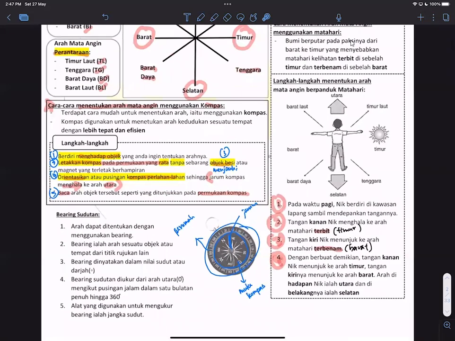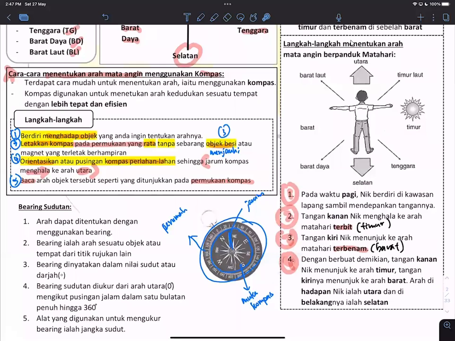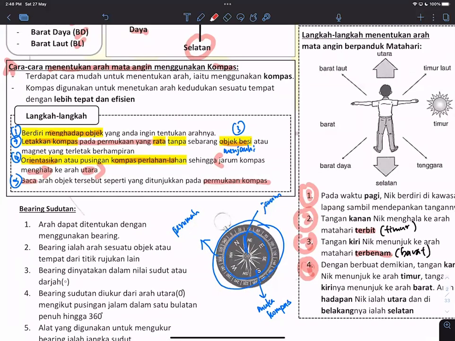Okay, so now bearing sudut, which means degree, right? So Joey just entered, right? Okay, so guys, focus. This is seminar notes.